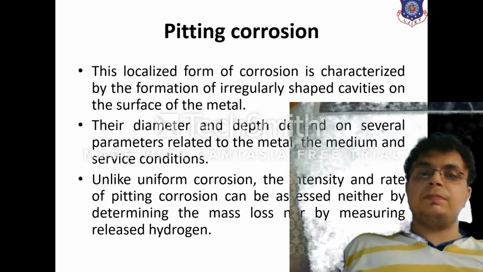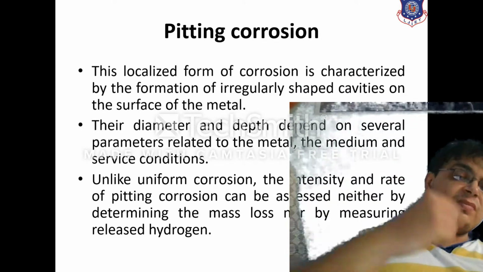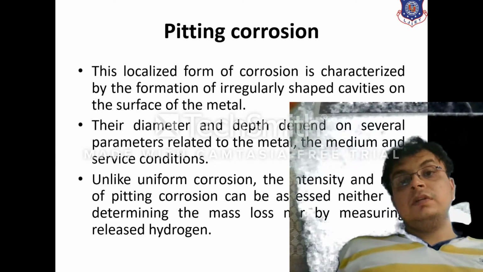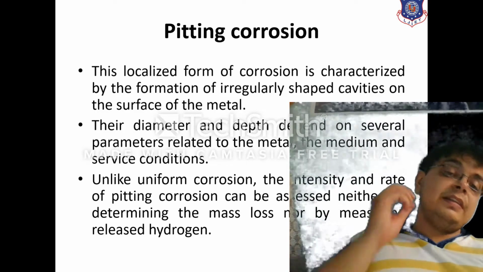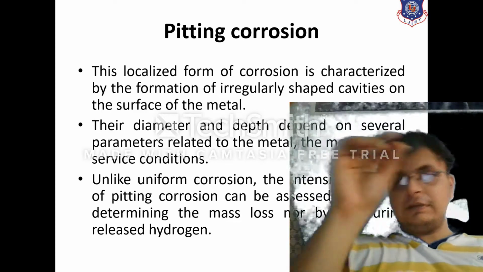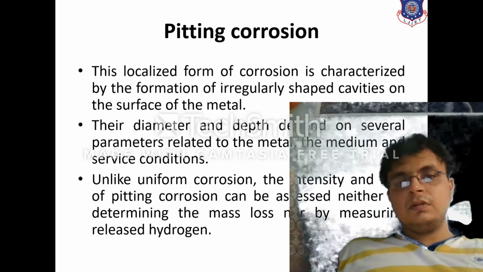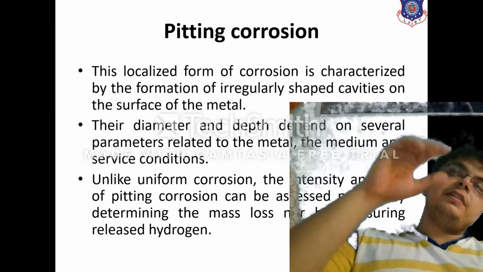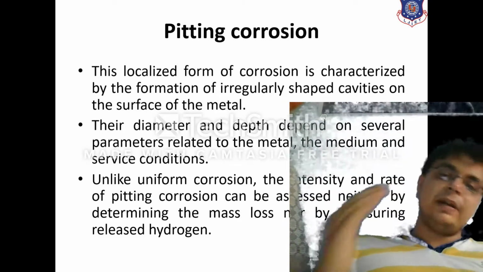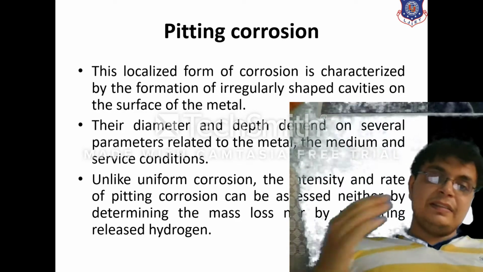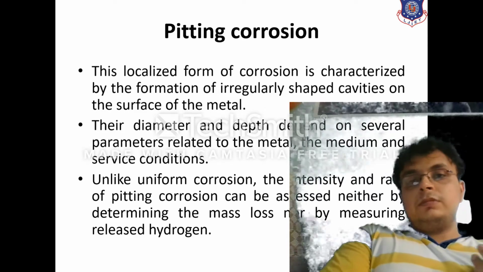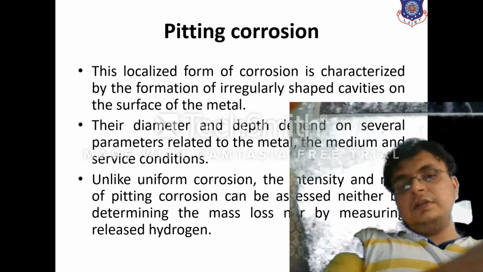Next is pitting corrosion. Pit itself suggests that a pit has been formed. This is a localized form of corrosion, in which irregularly shaped cavities are formed on the surface. The depth and dimension of the cavities depend on the metal, the medium, and the surface condition. That means what type of metal it is, in which medium the corrosion has occurred, and the surface condition.